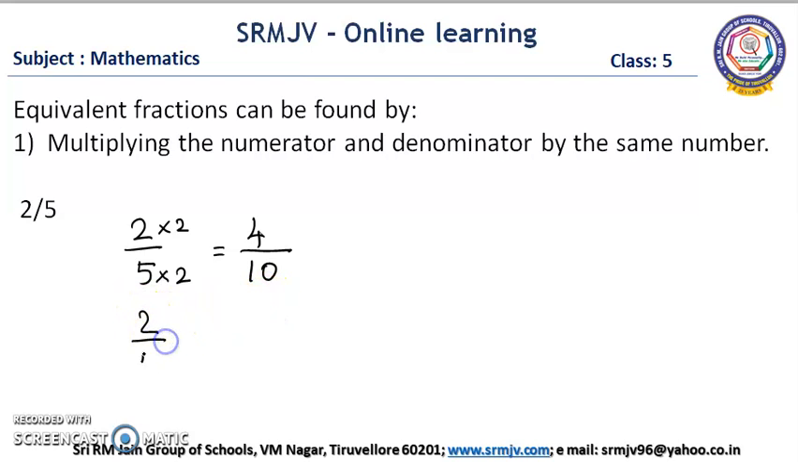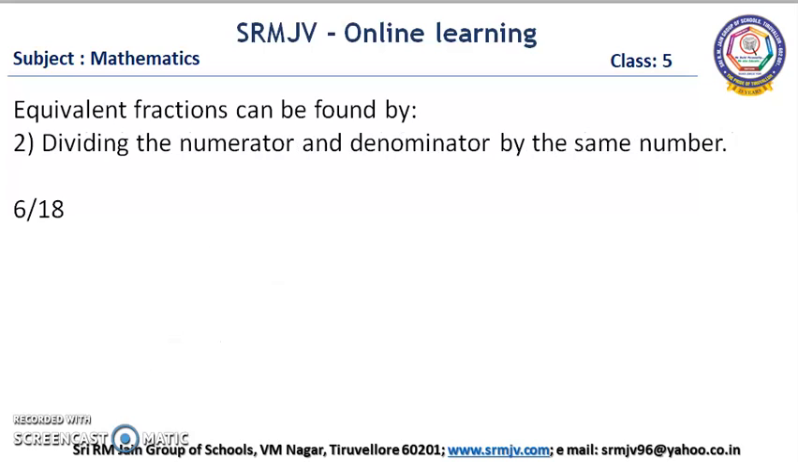Then for 2/5, now I am going to multiply the numerator and denominator by 3. Then 2 3s are 6, 5 3s are 15. So 2/5 and 6/15 are equivalent fractions. So, by multiplying the numerator and denominator by the same number, we can find the equivalent fractions. Is it clear?